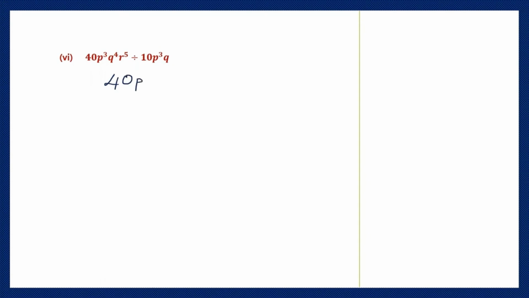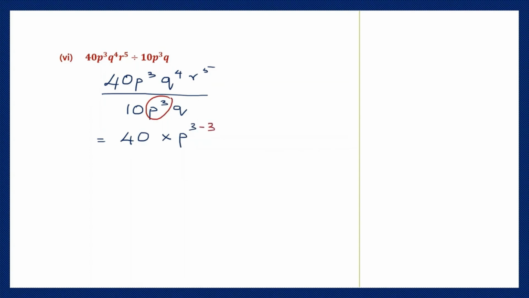40 p to the power of 3, q to the power of 4 and r to the power of 5 divided by 10 p to the power of 3 and q. So let's write that. 40 into p to the power of 3 minus this p. So that is minus 3 into q to the power of 4 minus, now this is 1, so minus 1 into r to the power of 5.